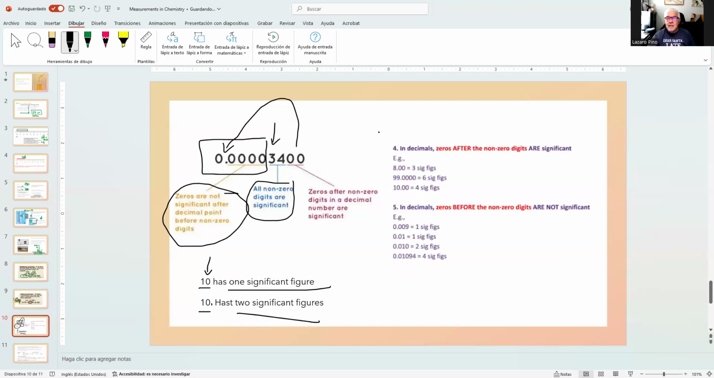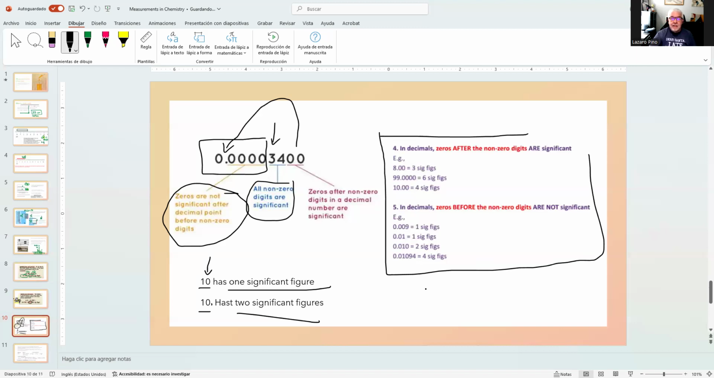Here you have some examples. You can stop the video and study them. If you have any question after that, send me an email and ask me the reason why I reported this number of significant figures.